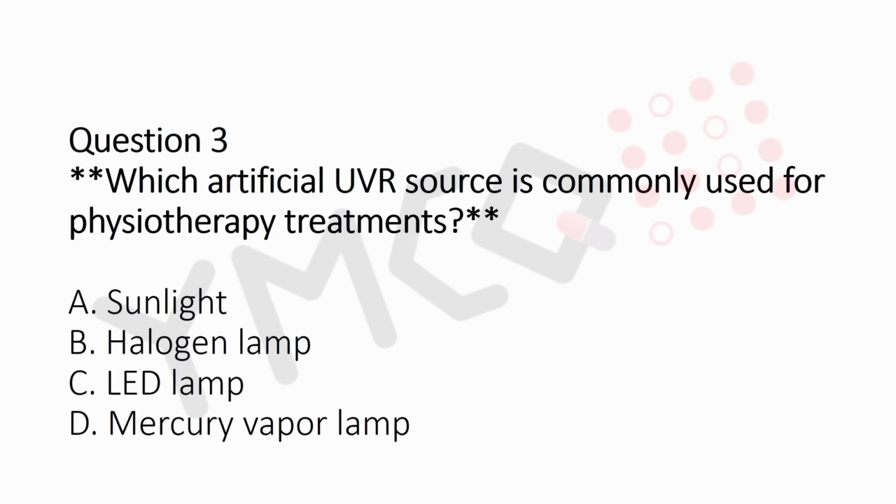Which artificial UVR source is commonly used in physiotherapy treatments? Option A, sunlight. Option B, halogen light. Option C, LED lamp. Option D, mercury vapor lamp. And the answer is option D, mercury vapor lamp. Now let's move to question number 4.